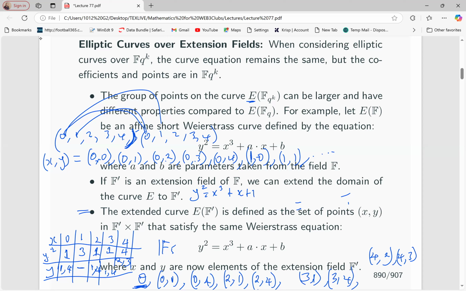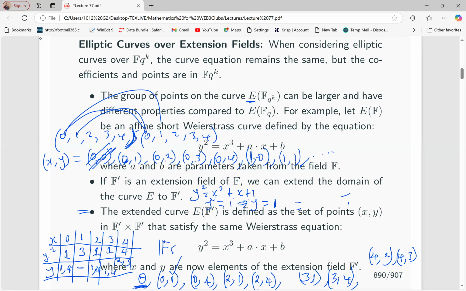For example, if you put x to be 0, y can never be 0. But now this one, we just call it a point at infinity. So we don't have 0, 0, because when x is 0, y can never be 0. Now you try this 0. When x is 0, you can see that y squared will be 1. So it means that y can be 1. So this point is true.